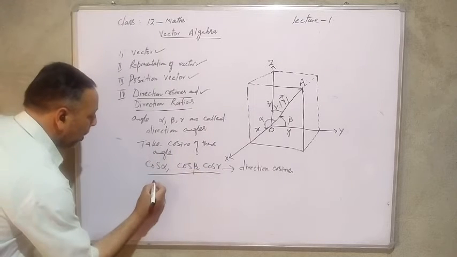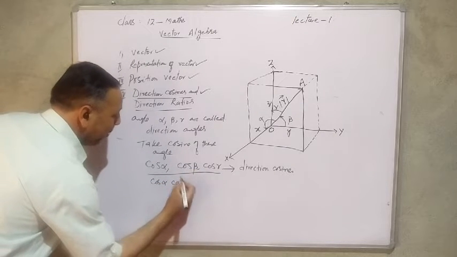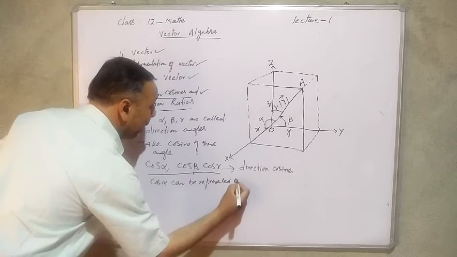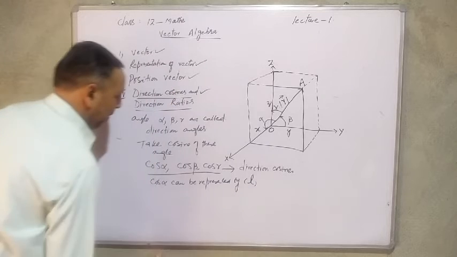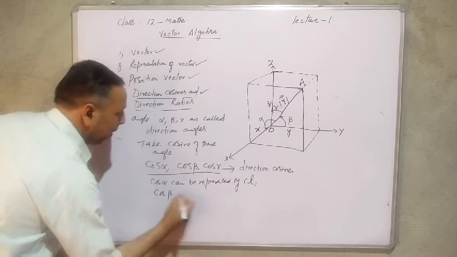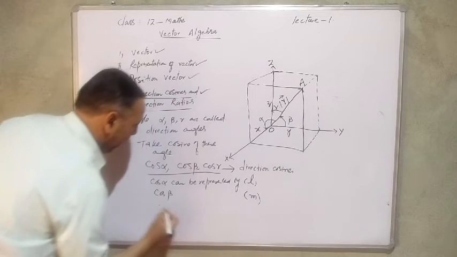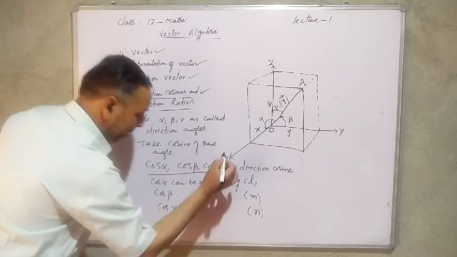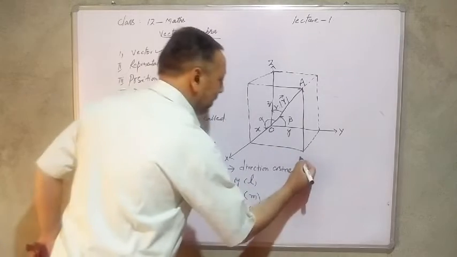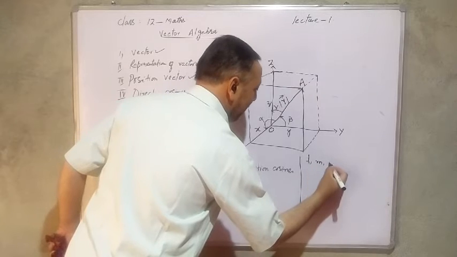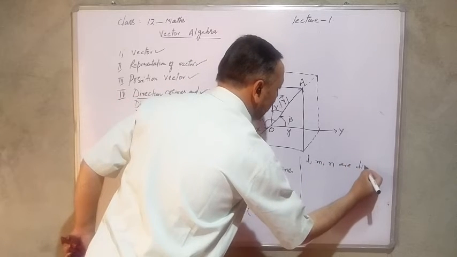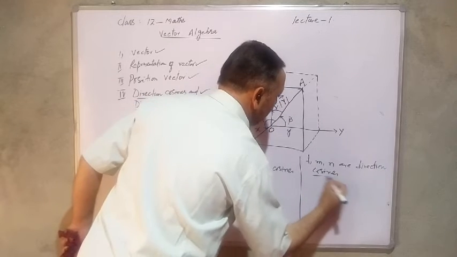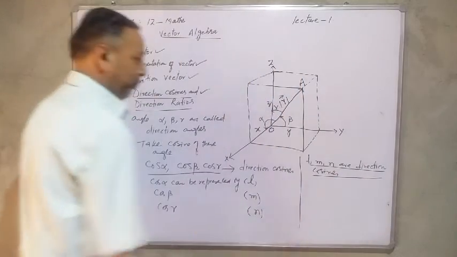Now, cos alpha can be represented by L. Cos beta can be represented by M, and cos gamma can be represented by N. So that means L, M, and N are also direction cosines. We can say that L, M, and N are direction cosines.